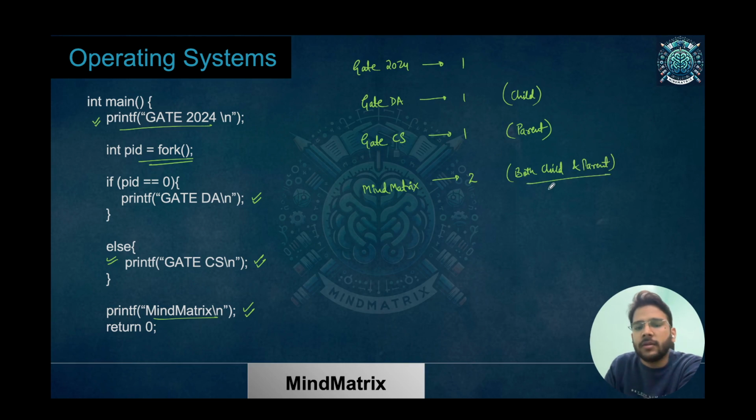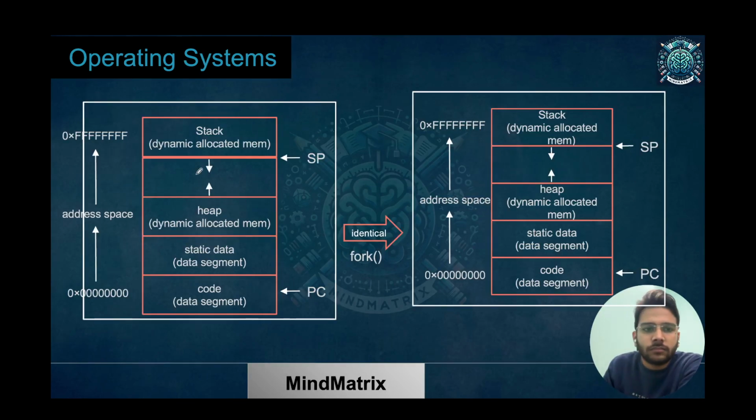Is it clear? Correct? Now let's proceed. Now we can understand in terms of logical memory as well. So this is the memory layout of a process, right? We have the code segment, the data segment, we have the heap and stack, right?